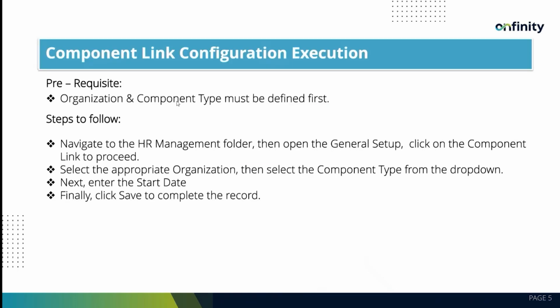Before proceeding, it is necessary to ensure that the organization's setup and component types have already been completed. To begin, navigate to the HR Management folder. Next, open the General Setup and then click on the component link. From there, click on the new record, select the organization and the component type. Afterwards, enter the start date. Finally, save the record. Now, we will switch to the system and demonstrate each step of the configuration in action.